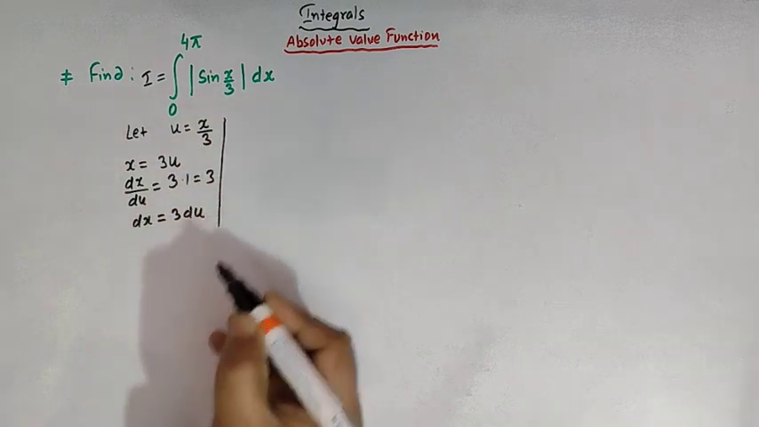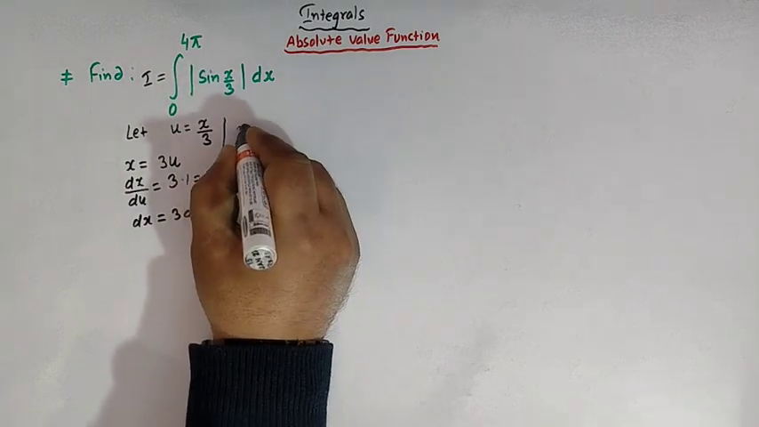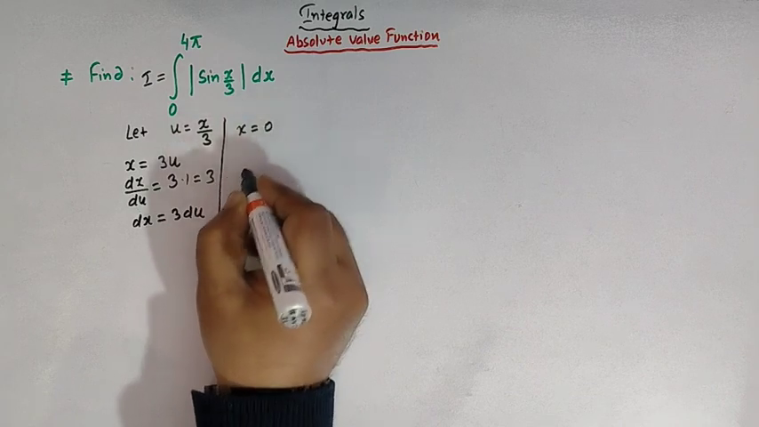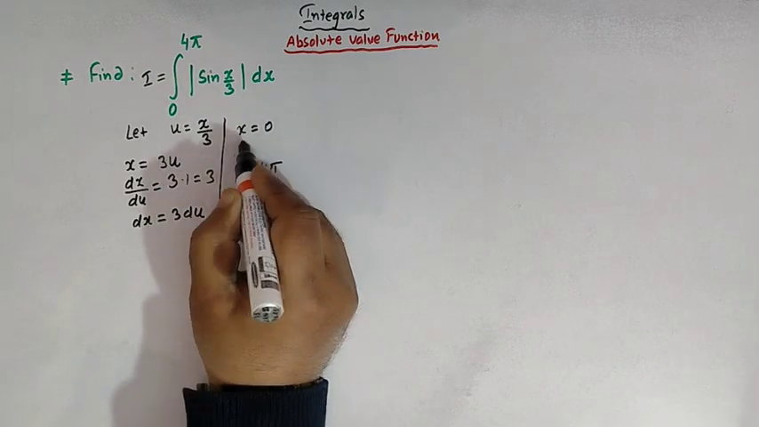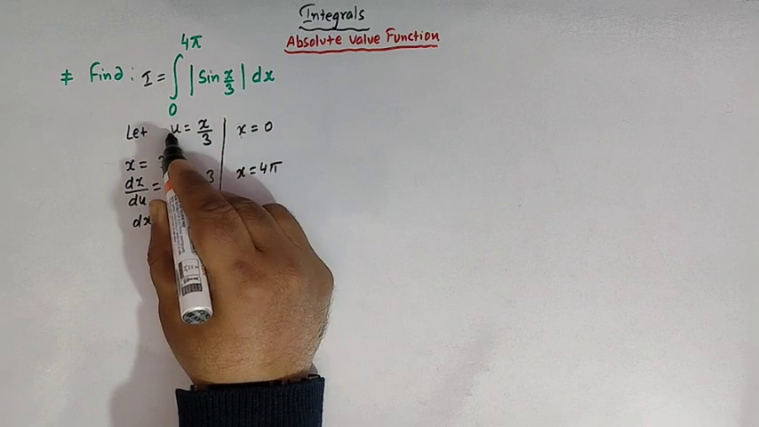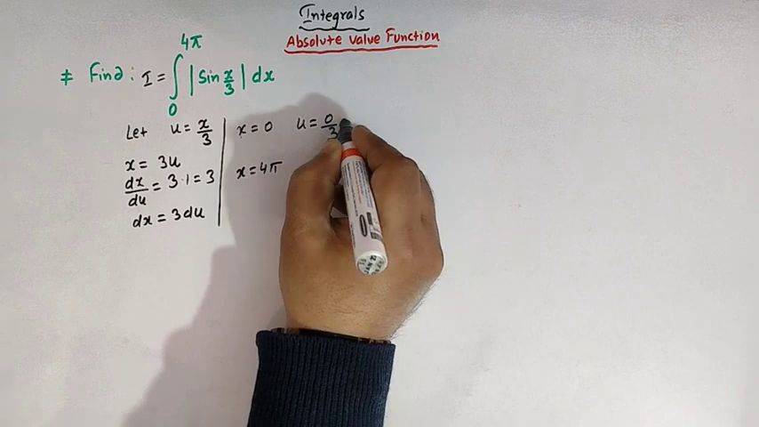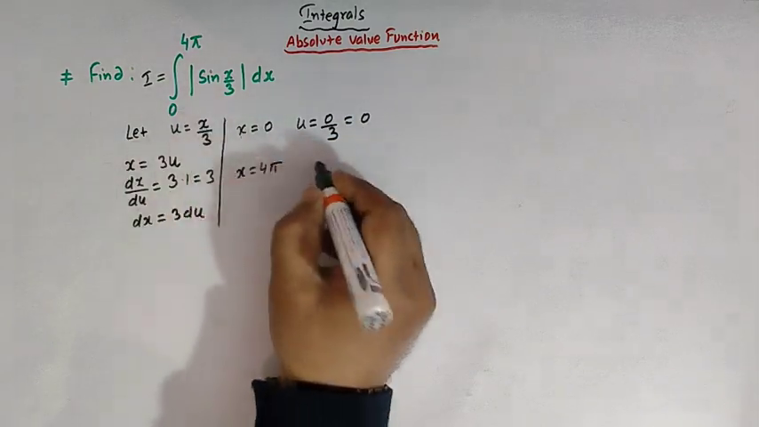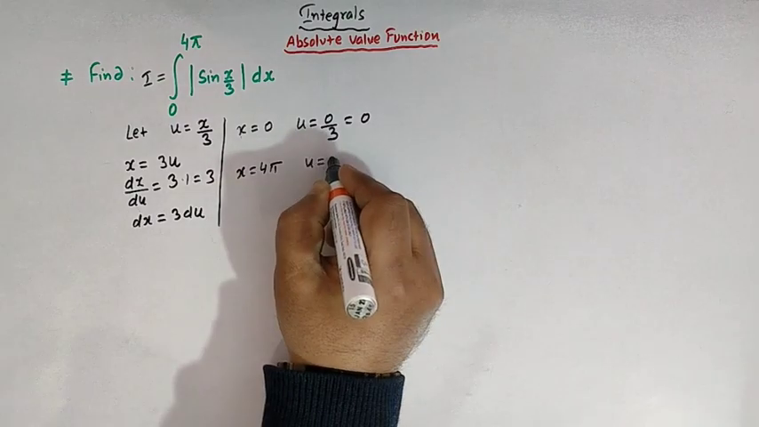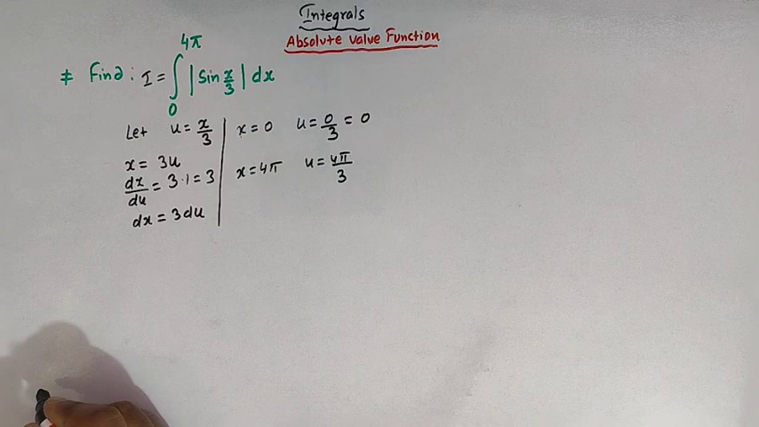Now see the limits. Here the limits vary from x equal to 0 to x equal to 4 pi. When x is equal to 0, then u is obviously equal to 0 over 3, that is equal to 0. And when x is 4 pi, then u is equal to 4 pi over 3.